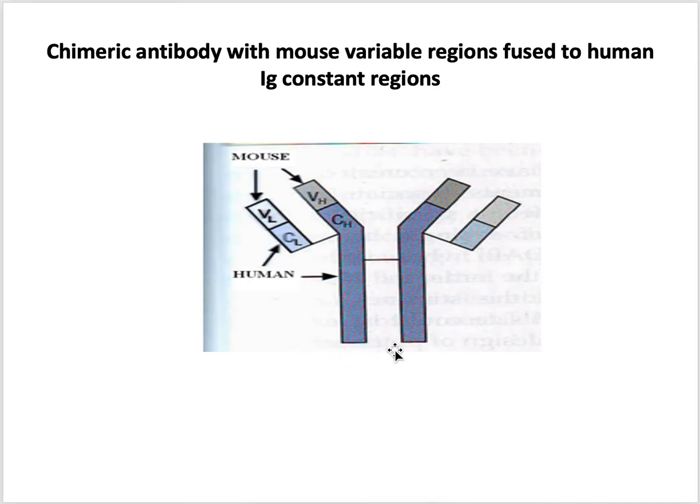Okay, so by using this way we can produce different monoclonal antibodies specific for different antigens, and we can use these monoclonal antibodies as therapeutic agents, that means to treat human diseases.